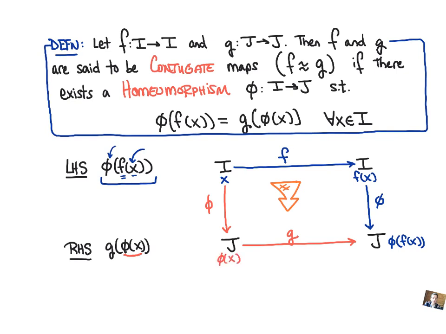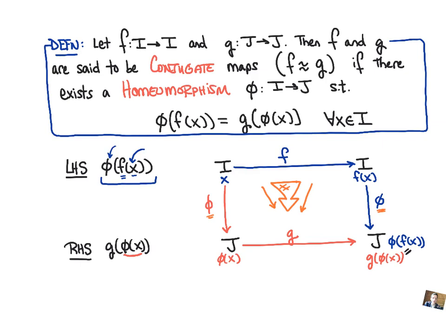And then you apply g to it, so you end up with g of phi of x. And in order to be a conjugacy, what is required is that these two things are equal. So we take two different routes to get to the same place, and what's effectively happening is we are making this transformation from f down to g by way of this function phi.